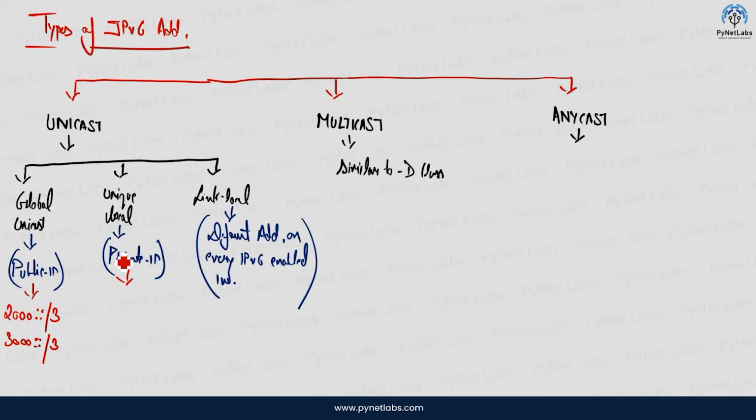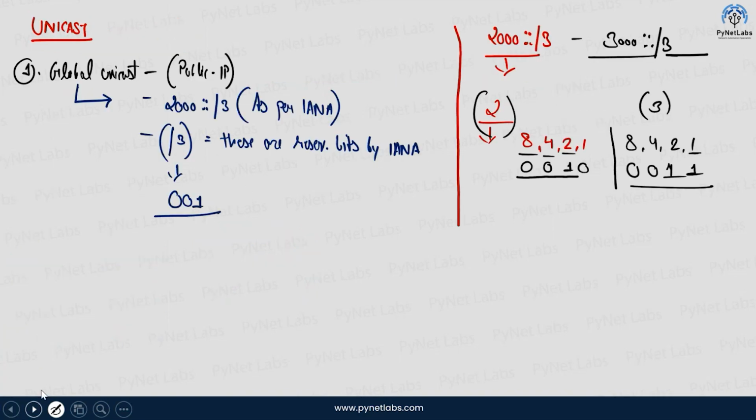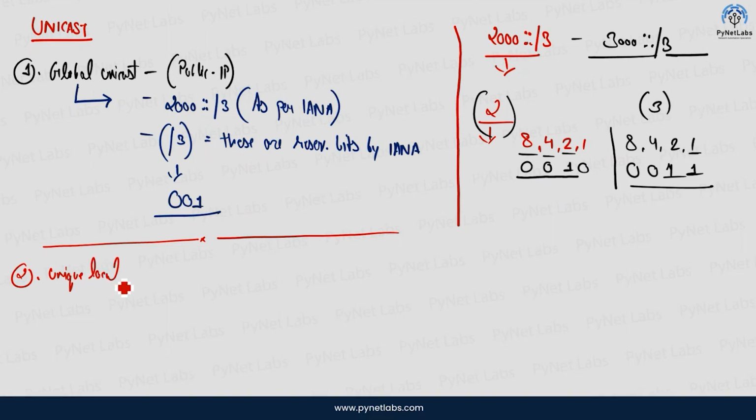Whereas if I talk about the unique local IP, it always starts with FC00 double colon /7 or FD double colon /7. That's the range. If you want to see the conversion of this IP as well, I can give you an idea on that. Let's say I'm talking about the second one, my unique local. When I say unique local, it's nothing but the private IP.